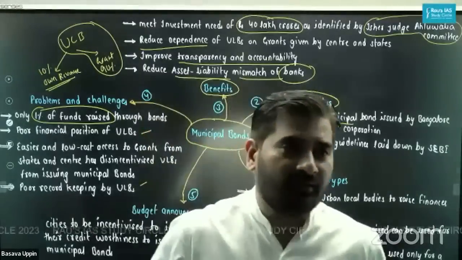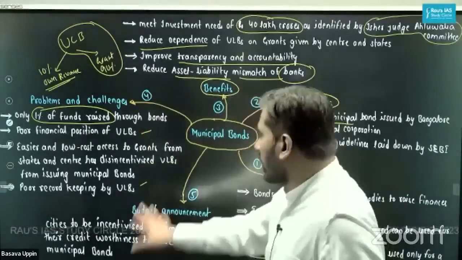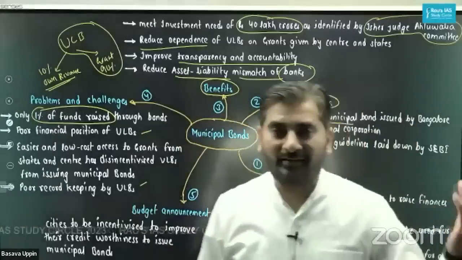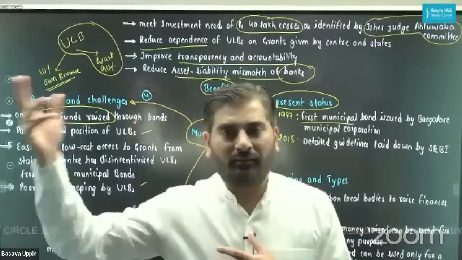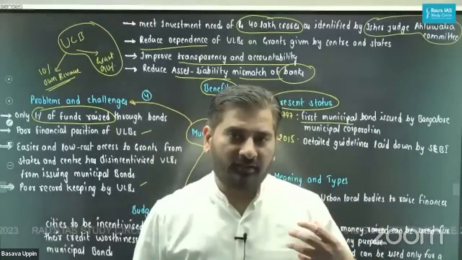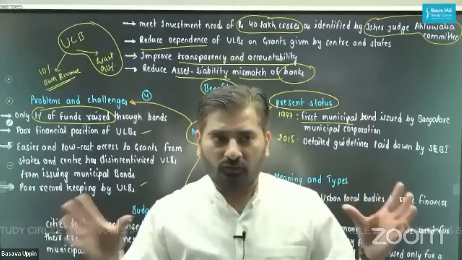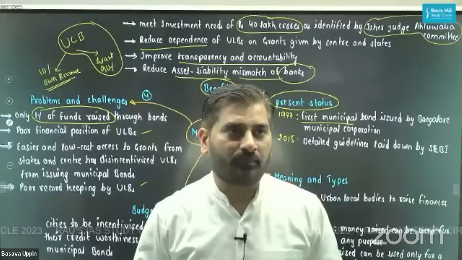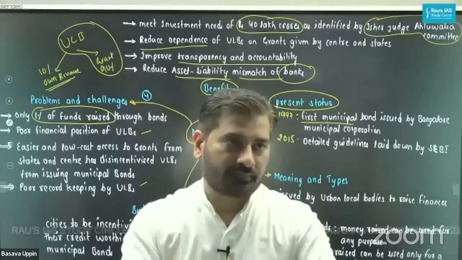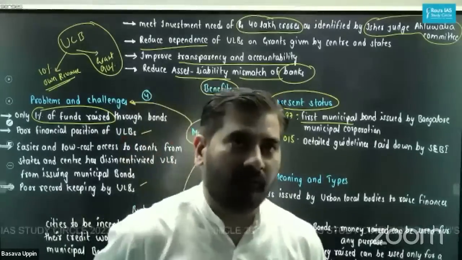How will it reduce asset liability mismatch? See, what will banks do? Banks mobilize short-term deposits and they give long-term loans. Deposits for the banks are liabilities, loans are assets. So it creates an asset liability mismatch. I hope we are clear, all of you, right?